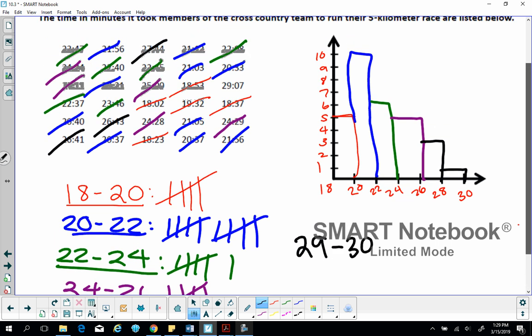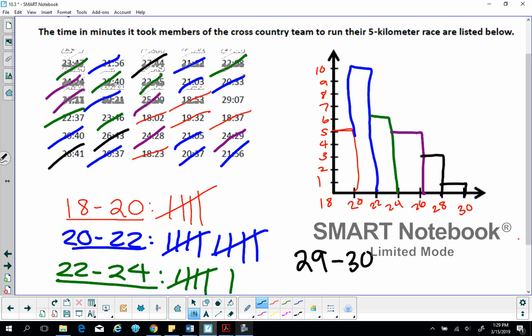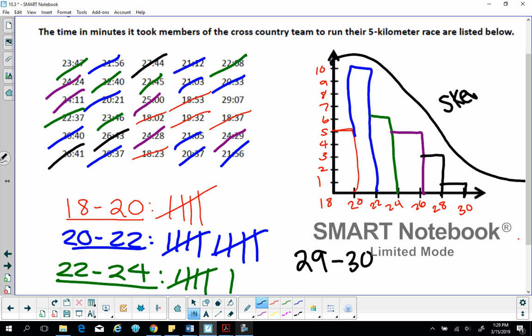So it looks something like that. When I draw this, is the data skewed or normal? Skewed to the what? Right. Skewed to the right, because the tail is at the right. Yes, beautiful.